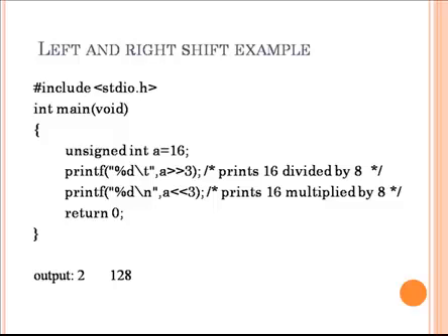And the third statement of the program, you are performing A << 3. 16 we can represent as 3 zeros, 1, and 4 zeros. Here we are performing the left shift operator.